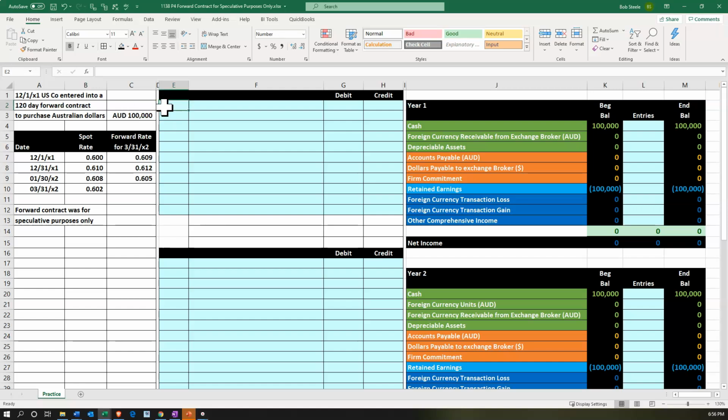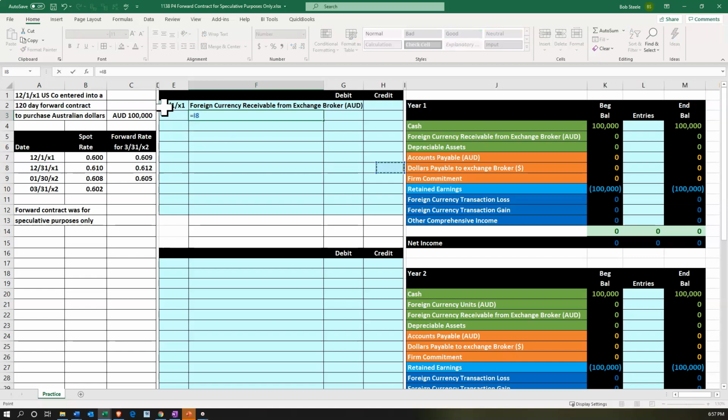So the date here, we're going to say is 12/1/X1, and the forward contract is going to be putting the receivable on the books. We're going to call it a foreign currency receivable from the exchange broker. In other words, due to the contract, we expect to be paid in foreign currency, which is going to be the Australian dollar in the future.